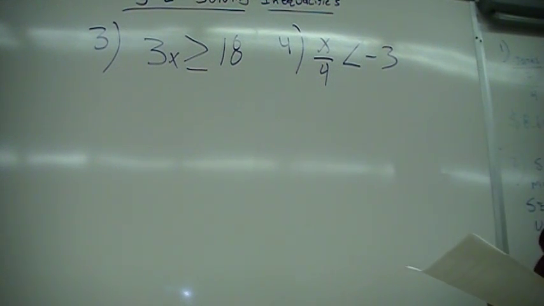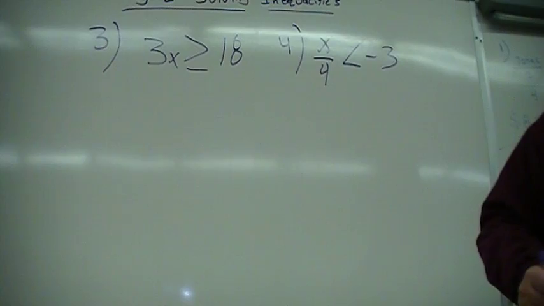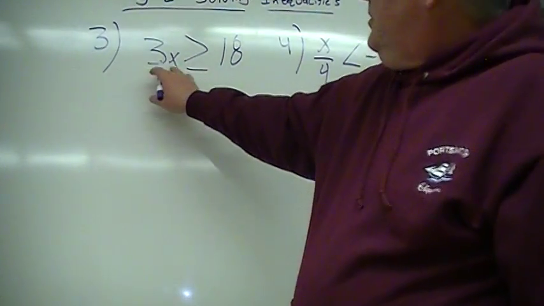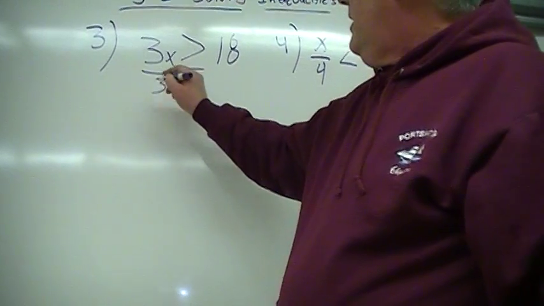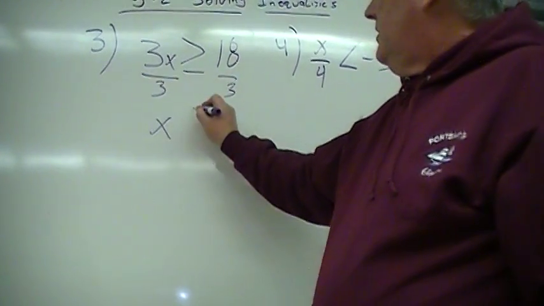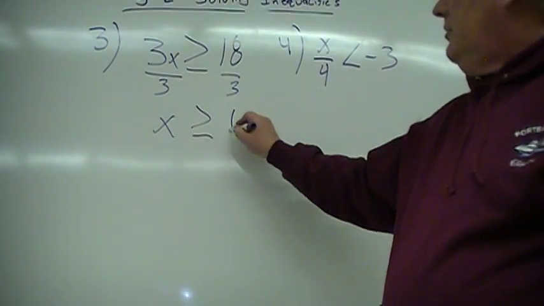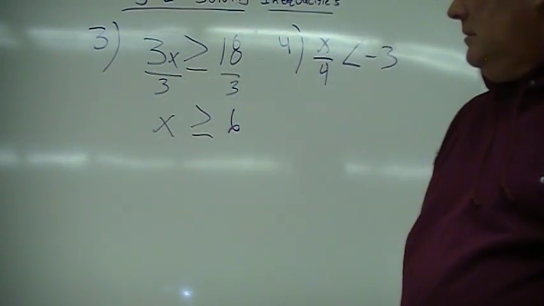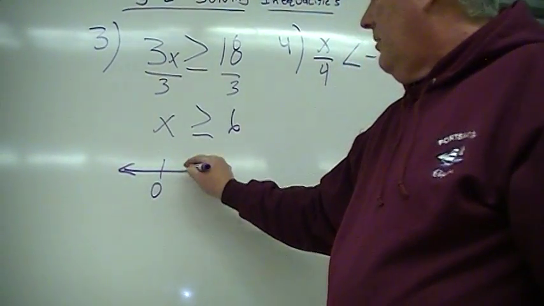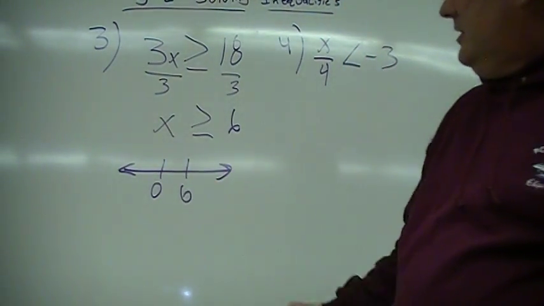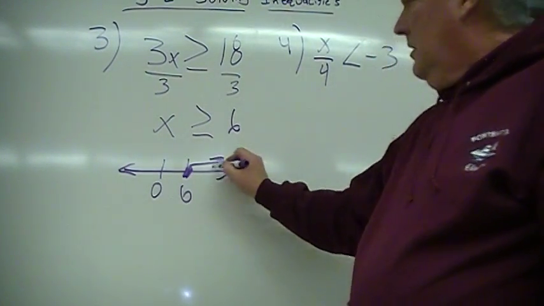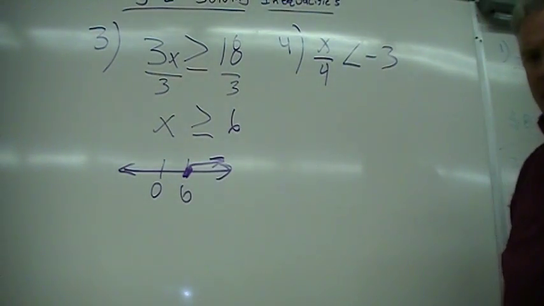Okay. Everything is the same as we did the first part of the year. This is multiplication. Divide by 3. Divide by 3. X is greater than or equal to 6. Quick graph. There's our 6. Greater than or equal to, closed circle. Everything's going that way.